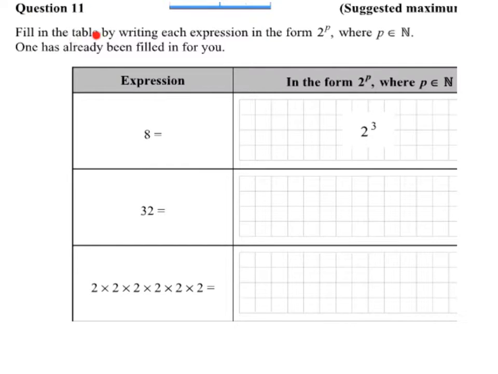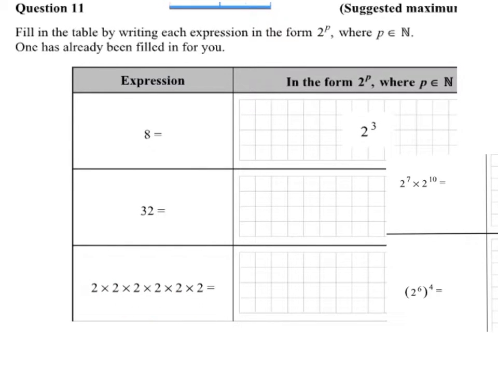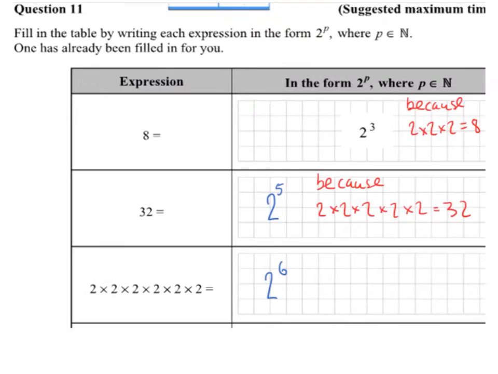Question 11. Fill in the table by writing each expression in the form 2 to the power of p, where p is an element of N. So p is a natural number, a positive whole number. 1 has already been filled in for you. So we have 8, 32, 2 by 2 by 2 by 2 by 2 by 2. And then underneath that we have 2 to the power of 7 times 2 to the power of 10 and 2 to the power of 6 raised to the power of 4.